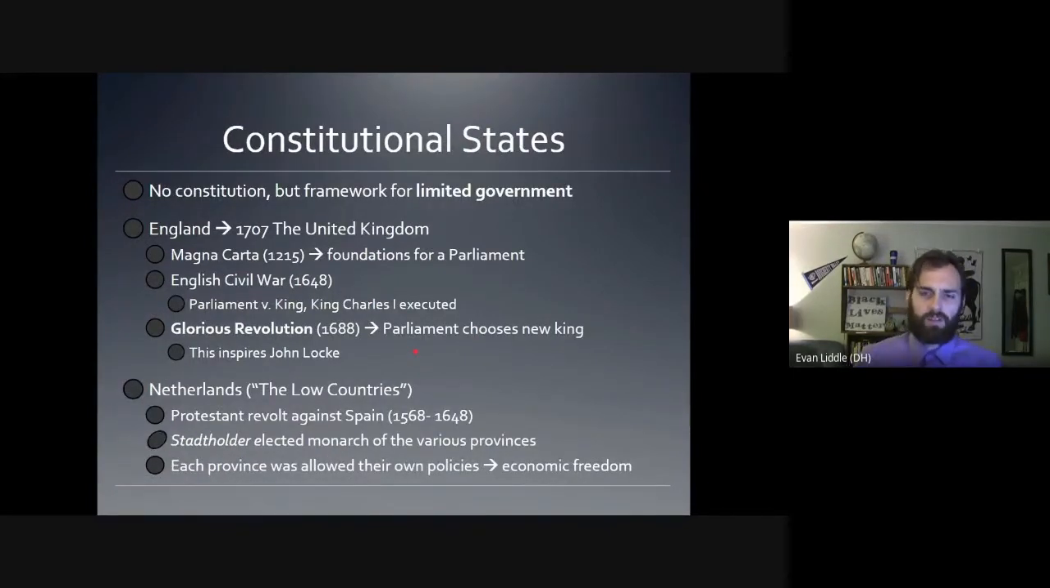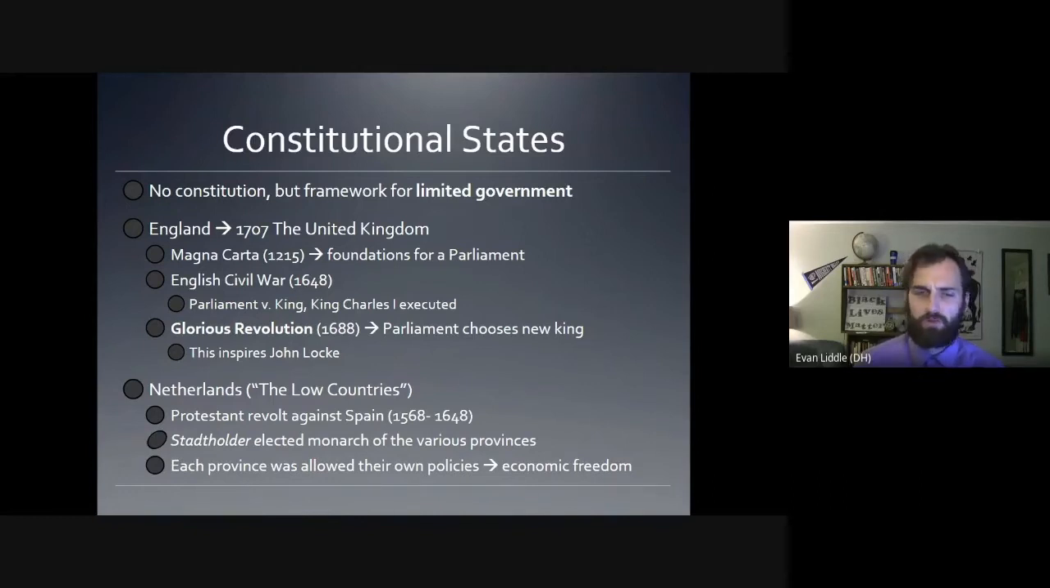So let's quickly talk about the constitutional states. Now, it's funny, we call them constitutional states, but they didn't actually have a constitution. What they did have was limited government. England is the first one that we want to look at. And it should be noted that after 1707, England became the United Kingdom of England, Wales, Scotland, and Ireland, or Great Britain. Through a long series of events, England established a representative body. And then eventually that representative body gained so much power, via the execution of a king and then later the choosing of a new king, that effectively the king did not have any real authority anymore.